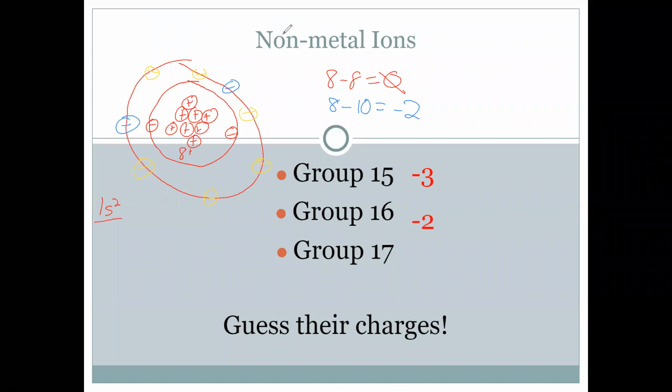The same for fluorine. I'm not going to draw that one out because fluorine is going to have 9 protons. It's going to have 2 inner shell electrons and 7 outer shell electrons. So to gain 8 in its outer shell, it would only need to gain 1 additional electron, giving that overall charge of -1.